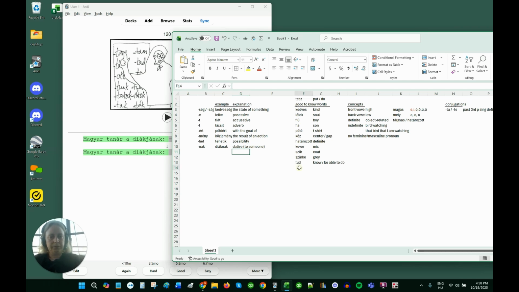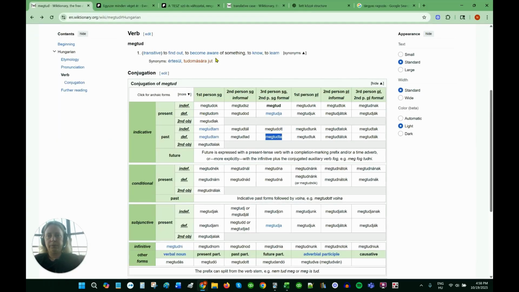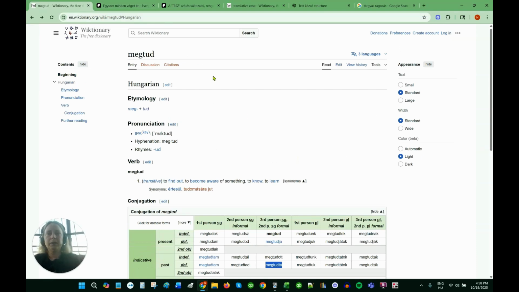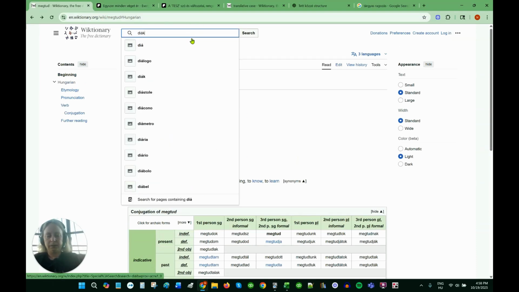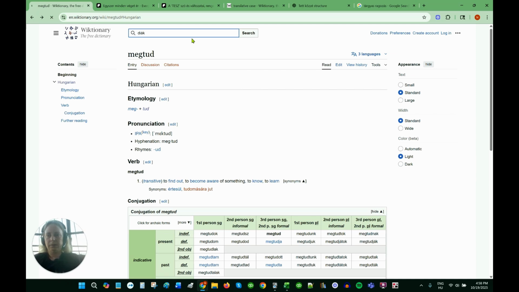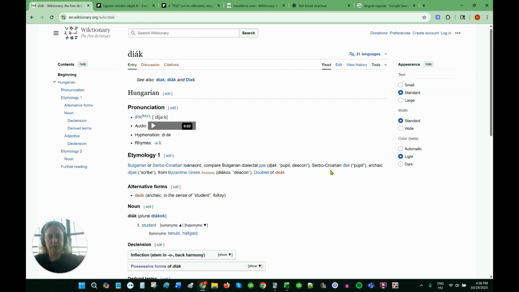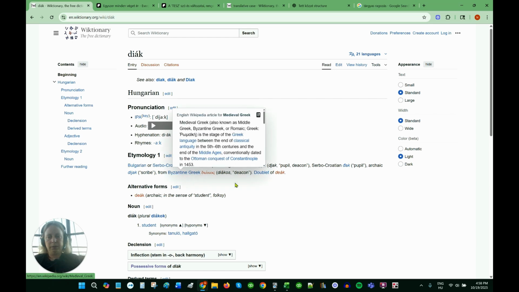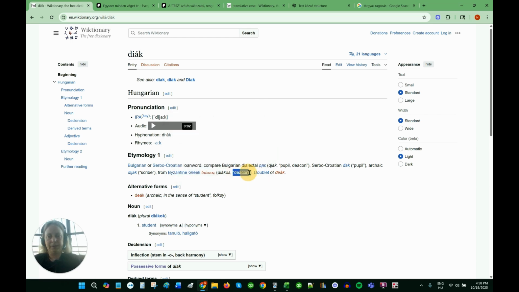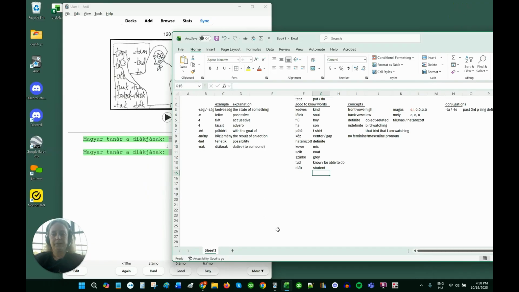And a good word to know is diák. Diák is a student. And I don't know where that word came from, so let's look it up. Diák. It came from Serbo-Croatian, Byzantine Greek, deacon. Look at that. Okay, interesting. So it originally came from Greek.